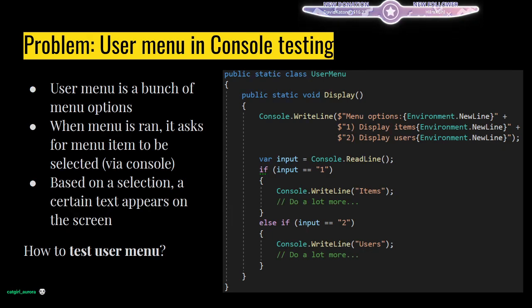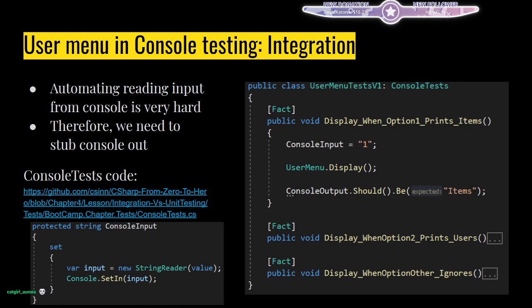For example, if we call readline on console when we're running tests, it will expect us to input something. What will the test input? Well, it will simply freeze at that point and will not stop until it times out. What should be the solution to this problem? How do we test the user menu? The answer to that is we need to fake the console.